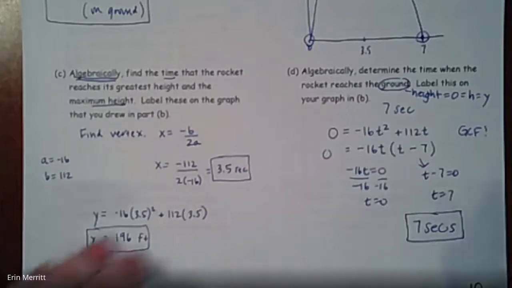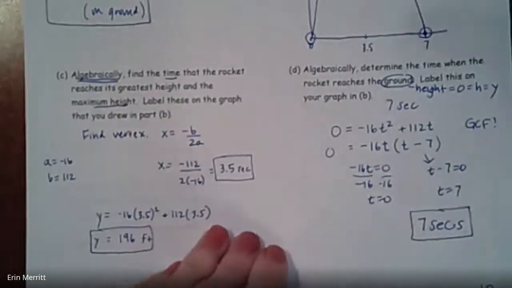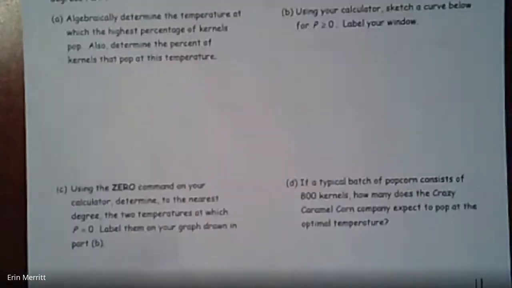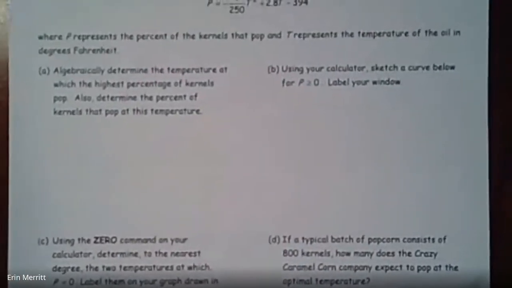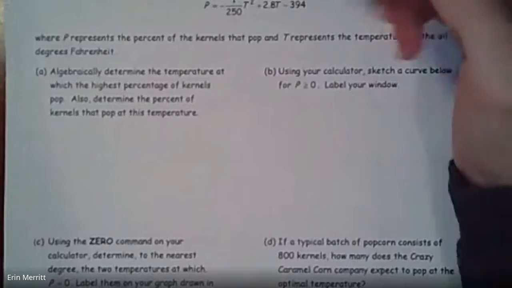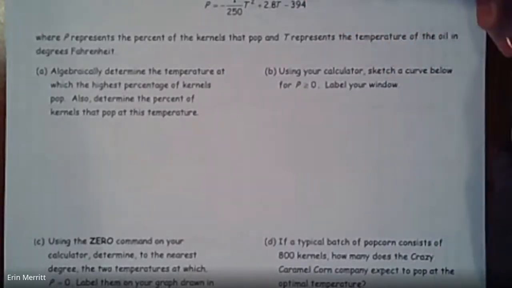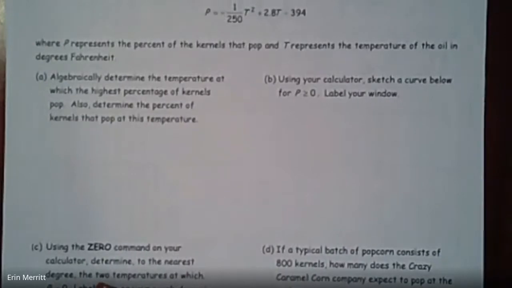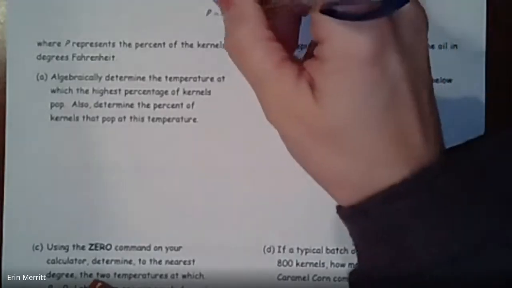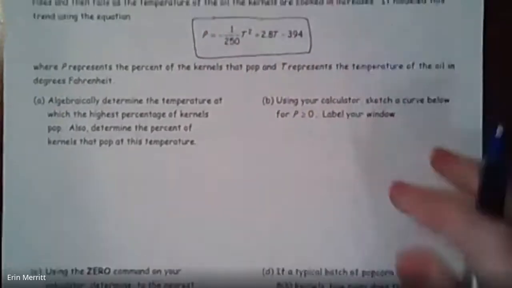We're going to jump right over example 2, and we're going to go to example 3. We may or may not come back and talk about example 2 in class. All right, example 3 has a lot of parts. It's talking about the Crazy Caramel Corn Company, hard to say, has determined that a percentage of kernels that pop rises and falls with the temperature of the oil that the kernels are cooked in. And it's saying it models this trend using the equation. All right, so don't worry about how they got the equation. Just take it, say thank you very much, and keep rolling with it.